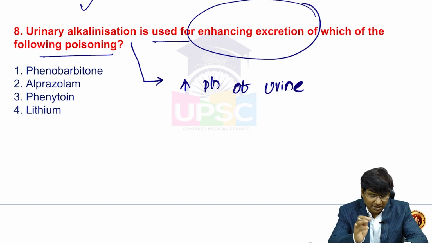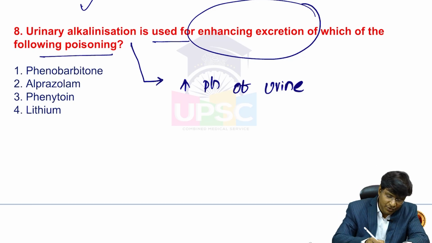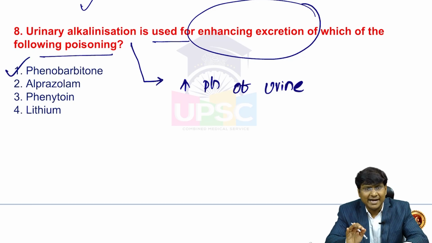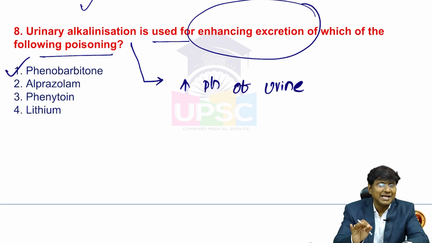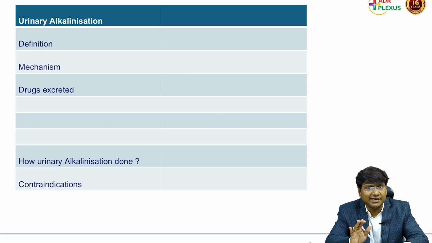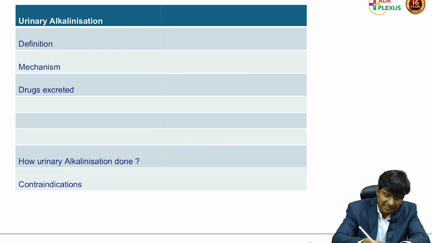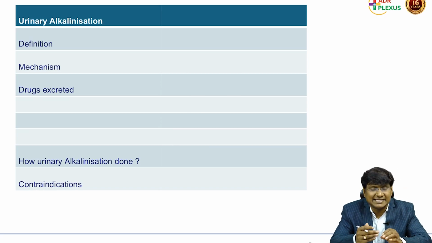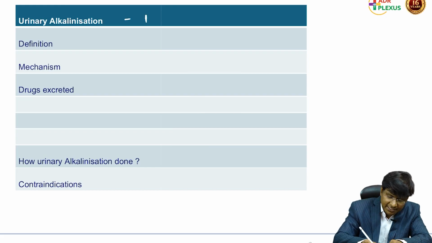And among the options which have been given to you, phenobarbital is a weak acid, and for elimination of this phenobarbital, you require urinary alkalinization. So, poisonings and drugs for which urinary alkalinization is required. So urinary alkalinization is what? It is this procedure in which there is enhanced excretion of certain poisons and drugs which are weak acids.